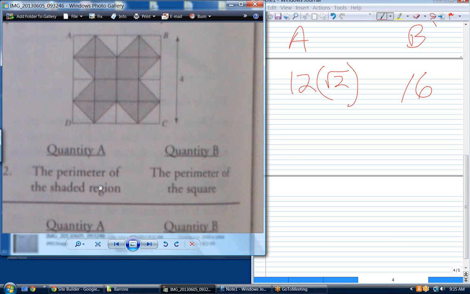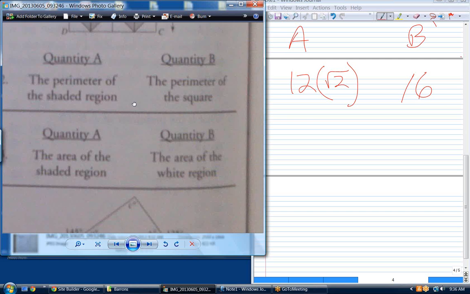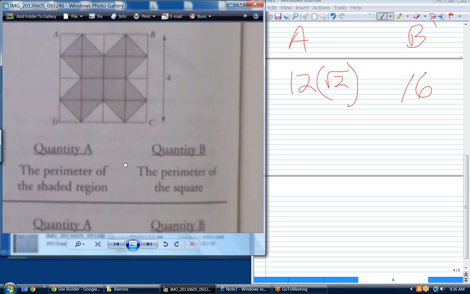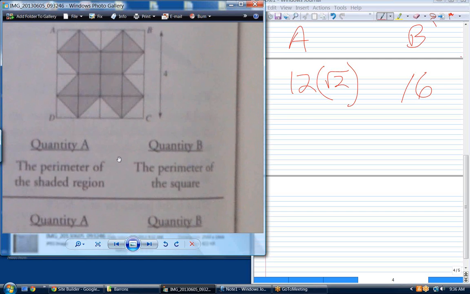Okay, what am I looking for? Which is bigger, the area of the shaded region or the area of the white region? On the same figure? Yeah, this figure, it should still be visible here. Let me put the figure back up.